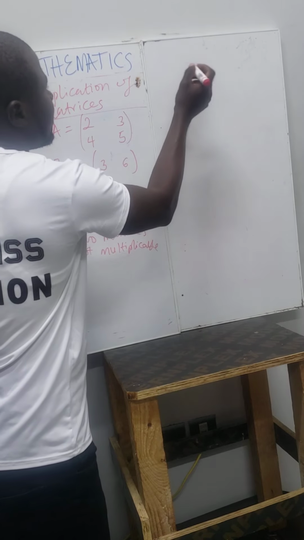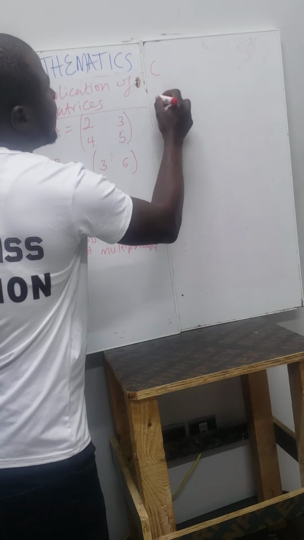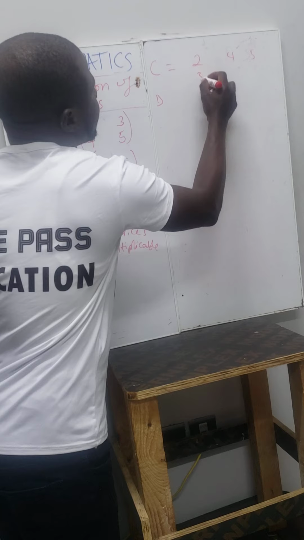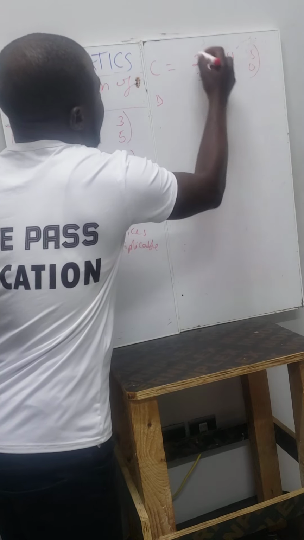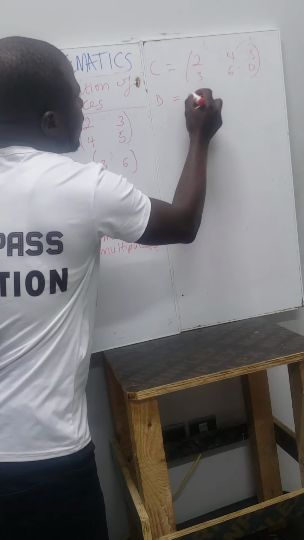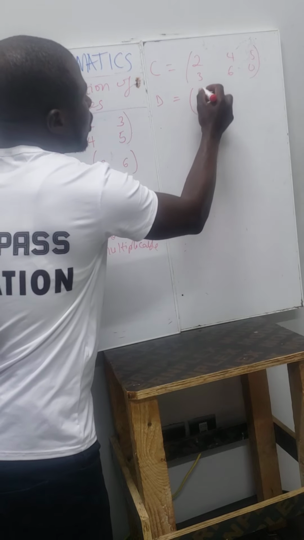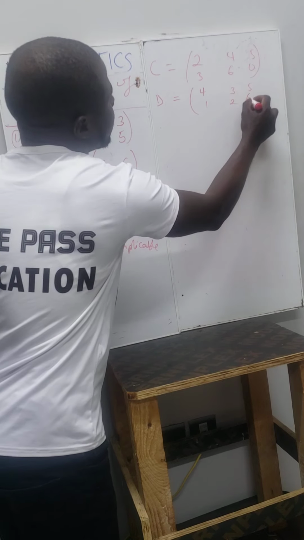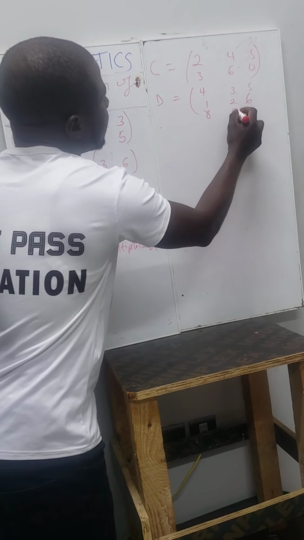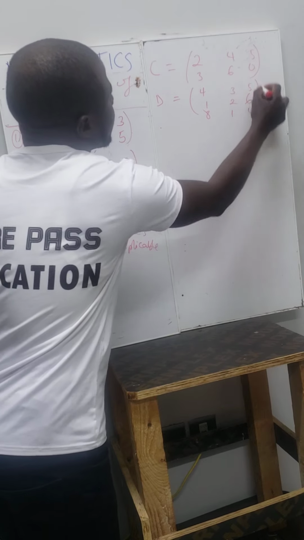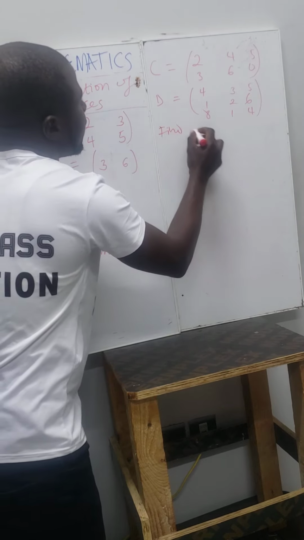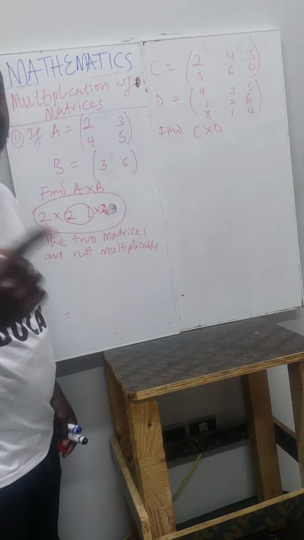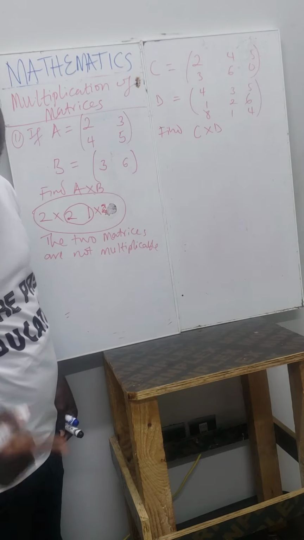Assuming the second one is matrix C and D. If matrix C is 2, 4, 5, 3, 6, 0, and matrix D is of this form: 4, 3, 5, 1, 2, 6, 8, 1, 4. Find C multiplied by D. Matrix C multiplied by matrix D.